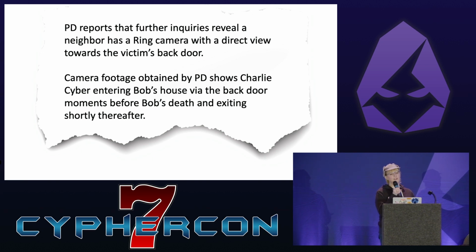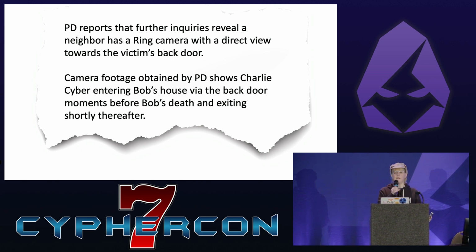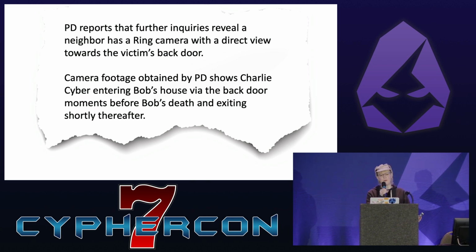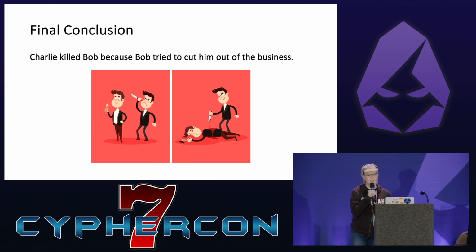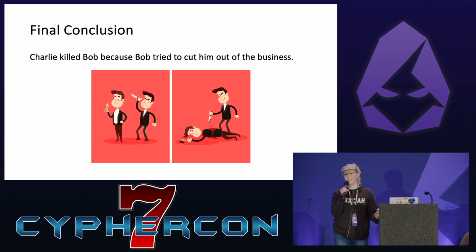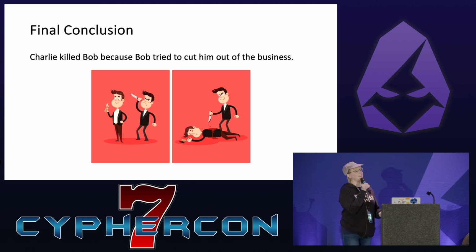So PD reports, further inquiry revealed the neighbor has a Ring camera, and it has a direct view toward the victim's back door. And the camera footage shows Charlie Cyber entered Bob's house via the back door just before Bob's death and exited shortly thereafter. So, the final conclusion is, in fact, Charlie killed Bob because Bob tried to cut him out of the business. That's what that text message was that seemed completely irrelevant until we have all of the context.